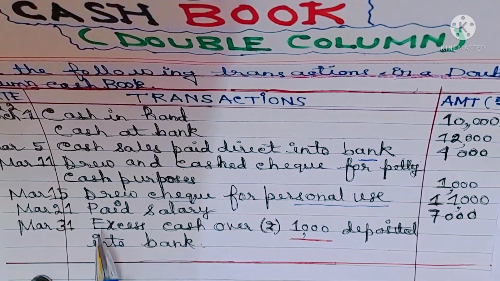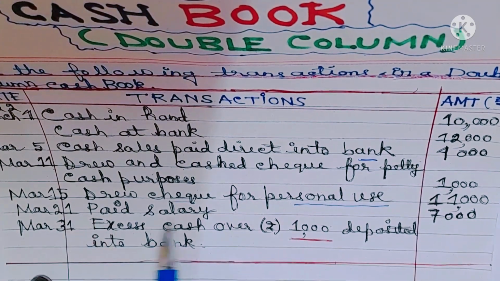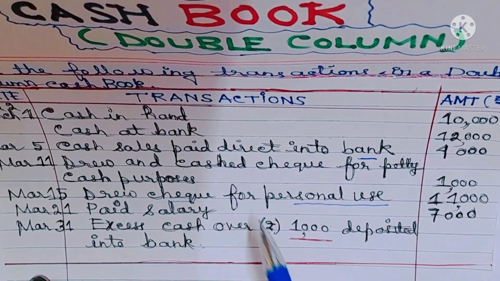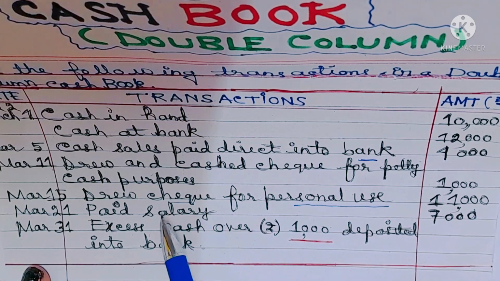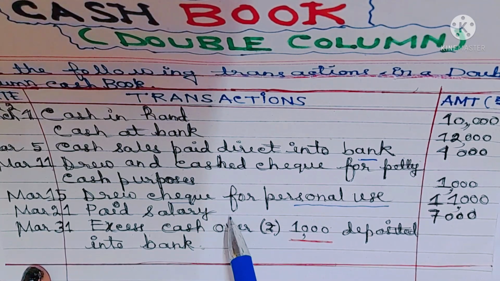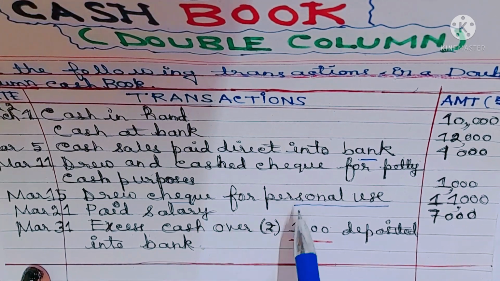The next transaction is on 21st March, paid salary 7,000. So this is very easy. Since nothing is mentioned, salary paid is in cash. See, paid salary. Cash is not mentioned, check is also not mentioned. Since nothing is mentioned, we'll always assume it as cash. What will be the journal entry? The journal entry will be salary account debit to cash account.